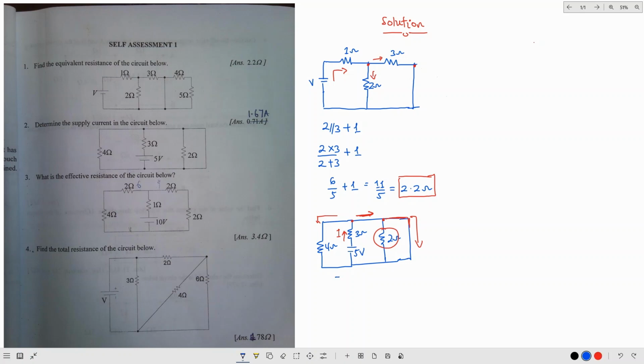Okay, so we are going to have the current equal to the voltage divided by the resistance, and our voltage is 5 and the resistance is 3 ohms. So we are going to have 5 over 3, and that will give us a value of 1.67 amperes. Okay, so that's for this question also.